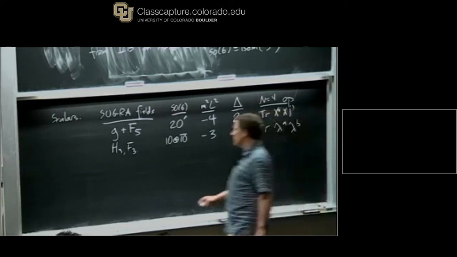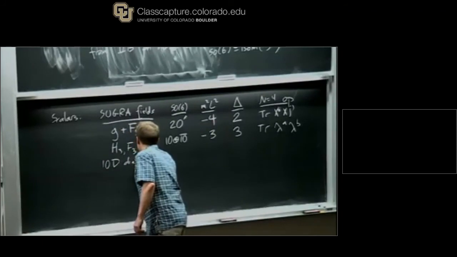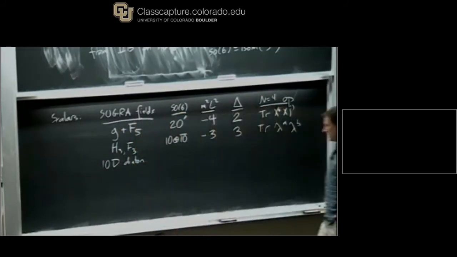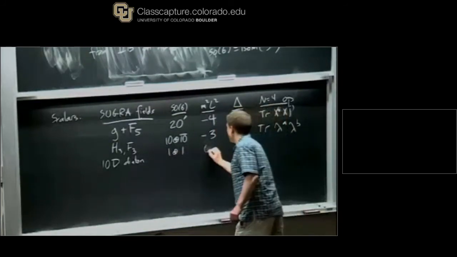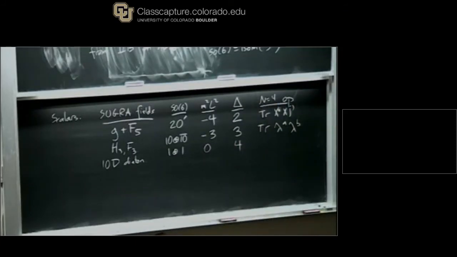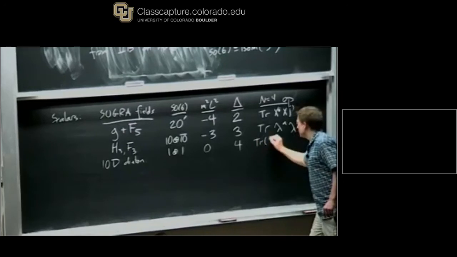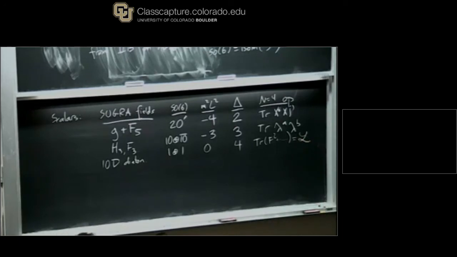Finally, there's a 10-dimensional dilaton. Really, there's a complex field which comes from the 10-dimensional dilaton and the axion. So this is two singlets under SO(6). It is massless. It corresponds to dimension 4. And the dual operator is trace F squared plus a lot more stuff. And actually, by the time you get done with a lot more stuff, it's the whole Lagrangian of N equals 4.